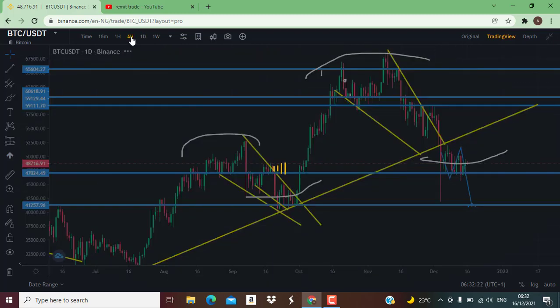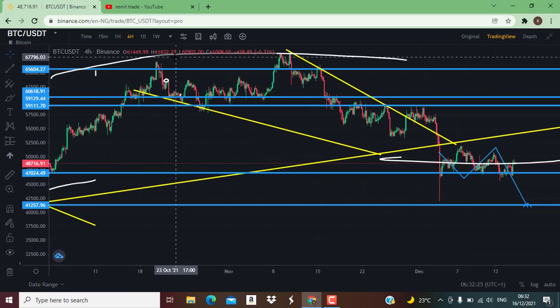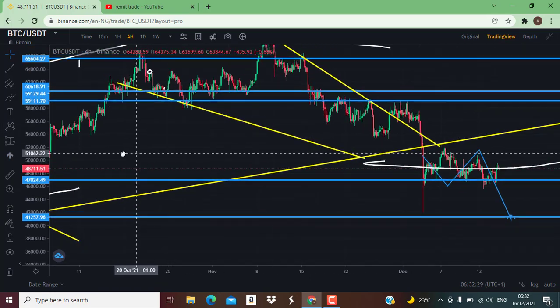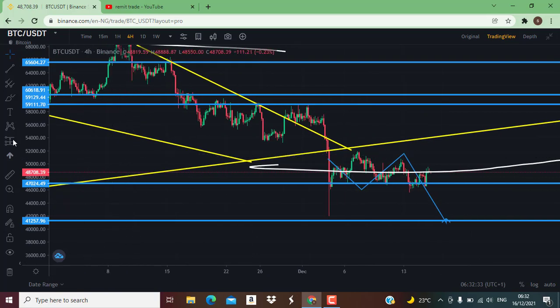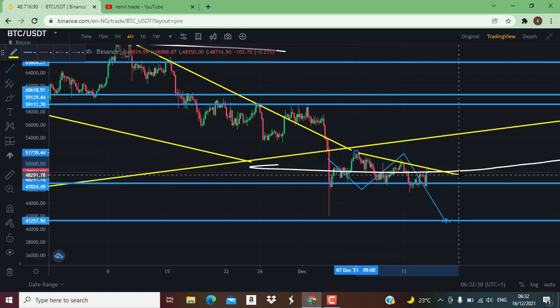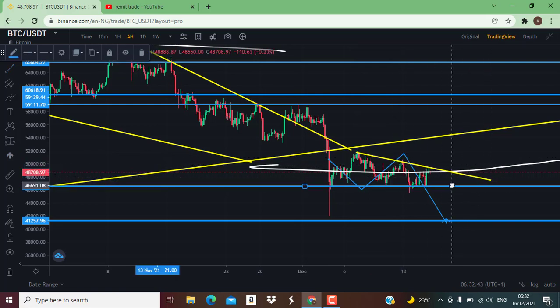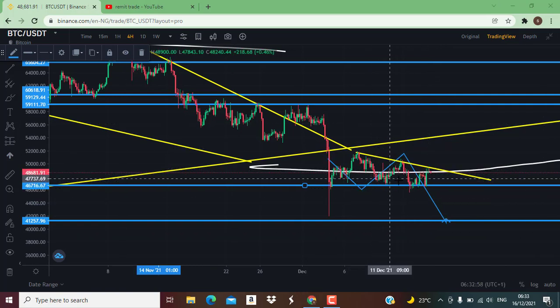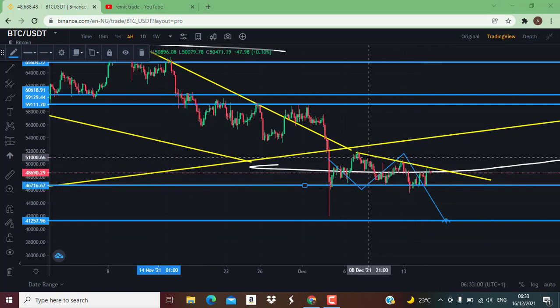On the 4-hour chart, something very important, guys, that you need to take note of for the next BTC move: we see a descending triangle. A descending triangle appeared from this point right down to this area, and a descending triangle in a downtrend means the market is going to break out to the downside. A descending triangle, like we see here, is a bearish pattern. I mean this trend line and this horizontal line.